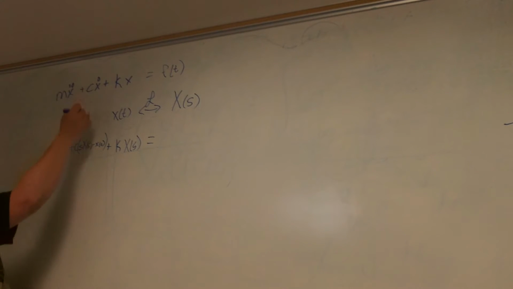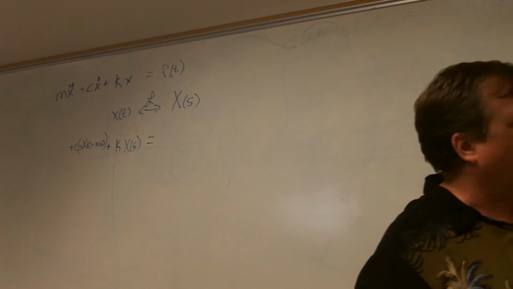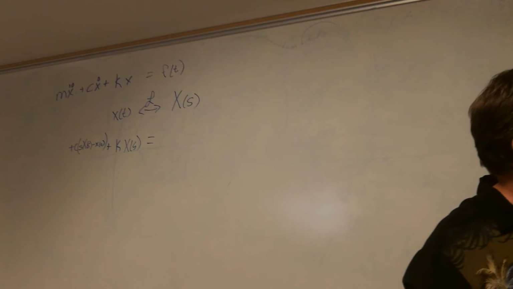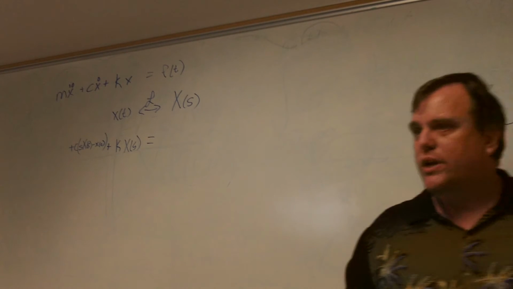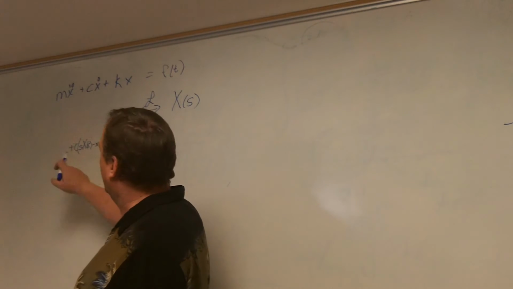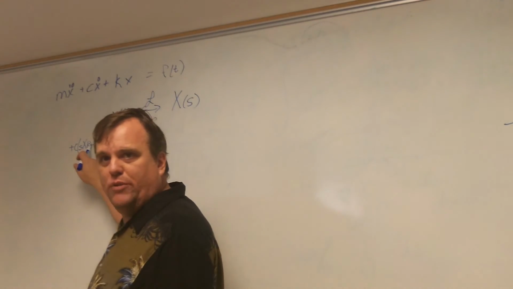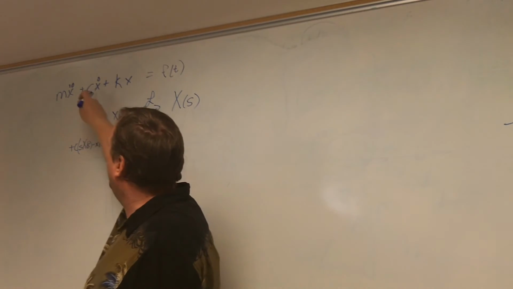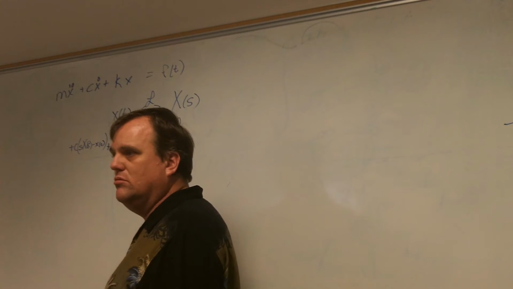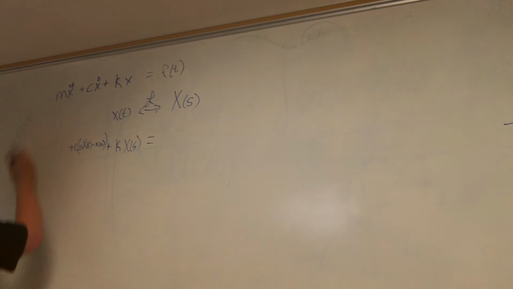So I just replaced x dot with its definition. We already said the table: the derivative of my function is s times the transform minus the original time domain function evaluated at 0. I'm doing x as my function now, so it goes to s times X of s, the Laplace transform of x, minus the value of my function x at 0. Fair enough?